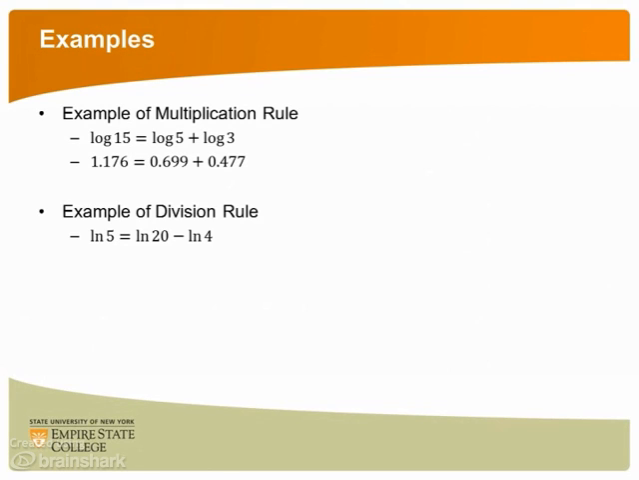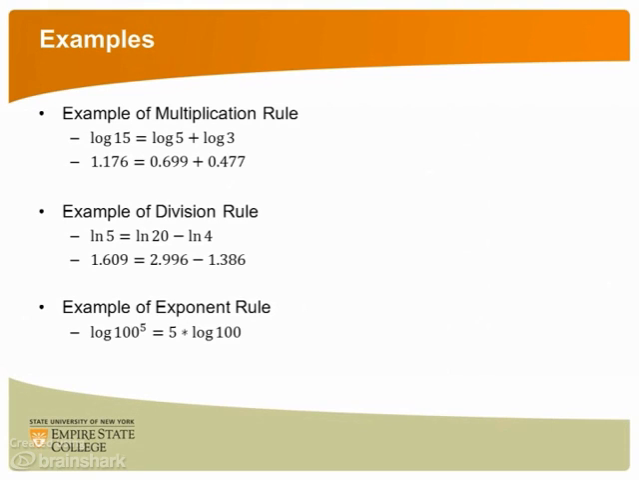What about the rule for division? Does the natural logarithm of 5 equal the natural logarithm of 20 minus the natural logarithm of 4, since 5 equals 20 divided by 4? Let's find out. To the nearest thousandth, the natural log of 5 is 1.609. The natural log of 20 is 2.996, and the natural log of 4 is 1.386. Subtracting and allowing for rounding error, the rule works because 2.996 minus 1.386 is very close to 1.609.